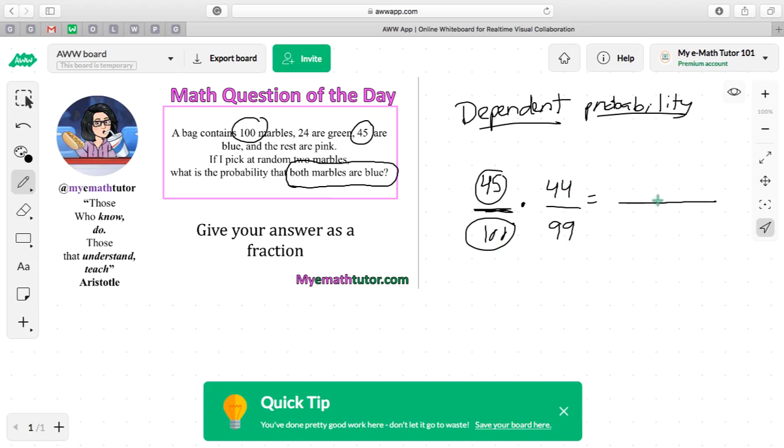Now, when I see this, before doing the multiplication, what I'm going to do is I'm going to go ahead and just break down these numbers. So 45, I'm going to write it as 9 times 5. 100, I'm going to write it as 9 times 20. 44, I'm going to write it as 4 times 11, and 99 as 9 times 11.